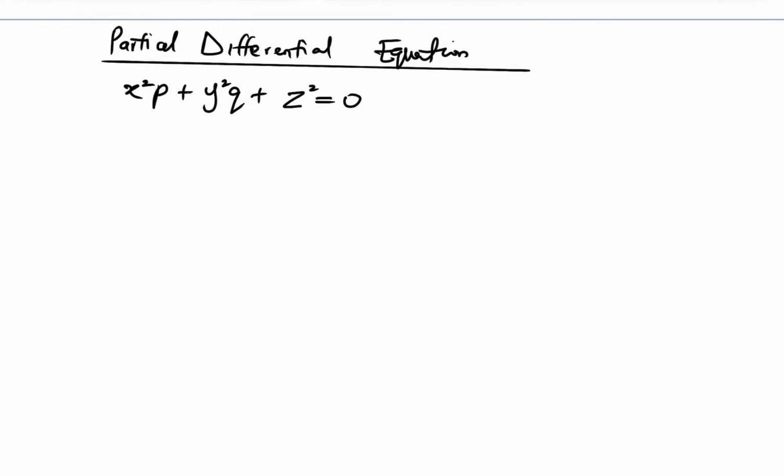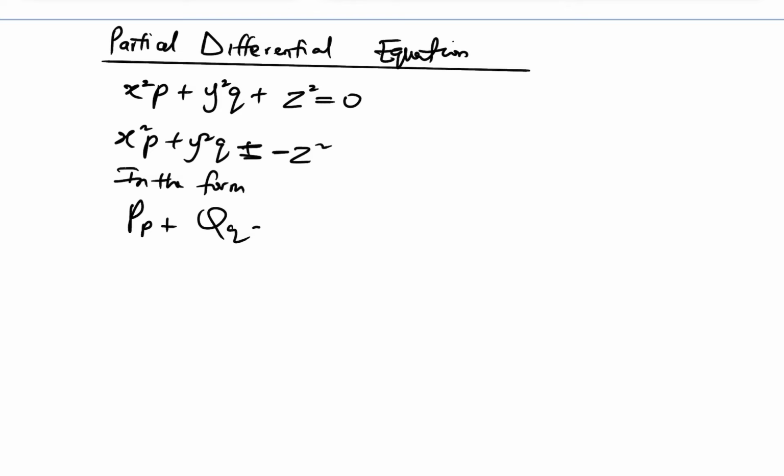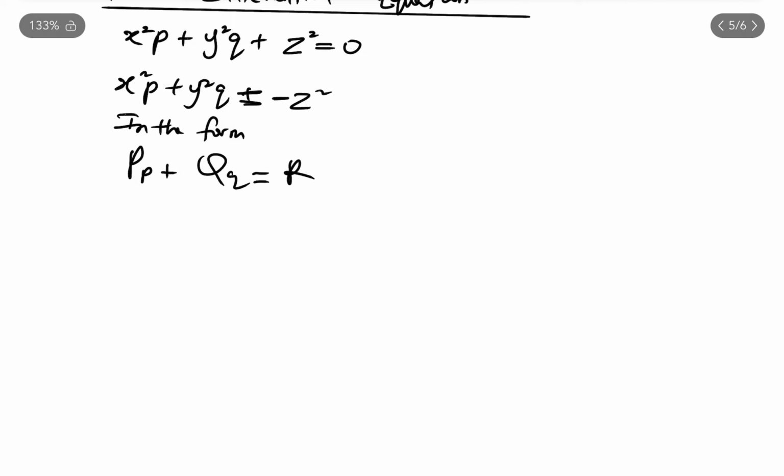So now we have a question in the form of a Lagrange equation. What we have is x squared p plus y squared q plus z squared equals 0. We can simply write it in this form: x squared p plus y squared q equals minus z squared. So this is in the form P p plus Q q equals R, like a Lagrange equation, so we can actually solve this easily.